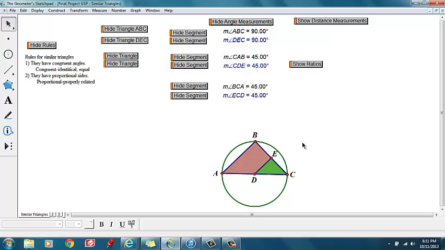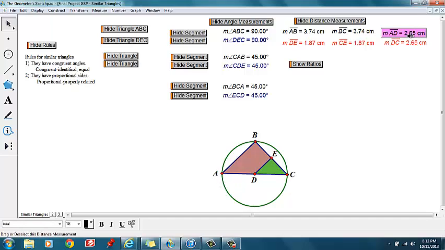Are the sides of these two triangles proportionate? Now we have to measure the lengths of the sides. So the measurement of AB is 3.74. Measurement of BC is 3.74, and the measurement of AD right here is 2.65. Now AB corresponds to DE, and the measurement of DE is 1.87. Are they proportionally related? Well, if we add 1.87 plus 1.87, it equals 3.74. So those sides are proportionally related. And side BC is 3.74, and CE corresponds to BC. And again, 1.87 is half of 3.74. So that side is proportionally related.